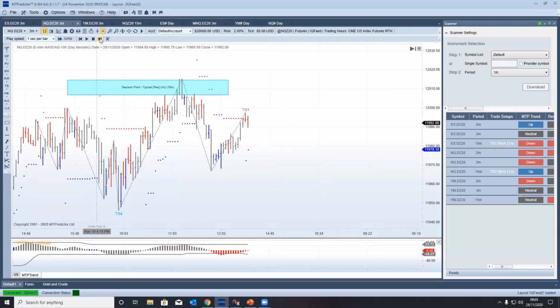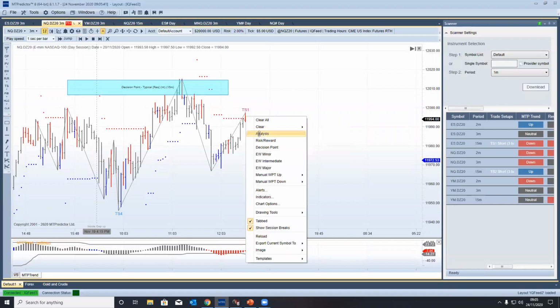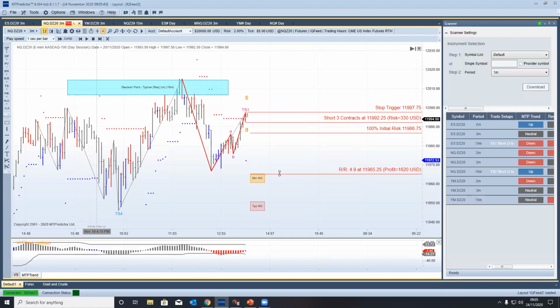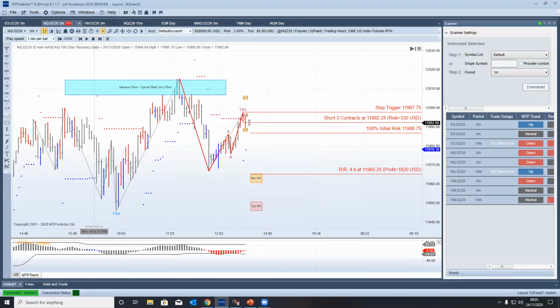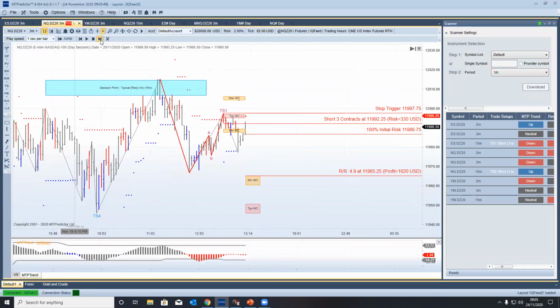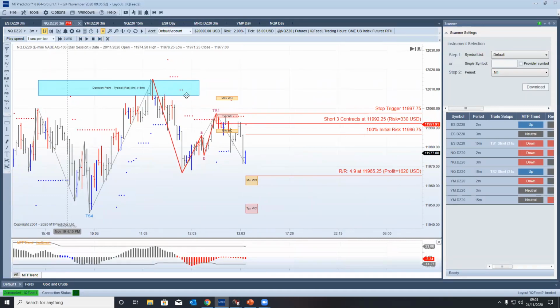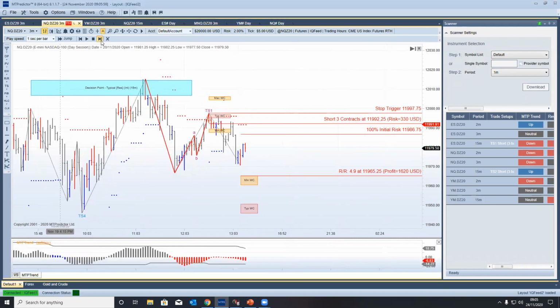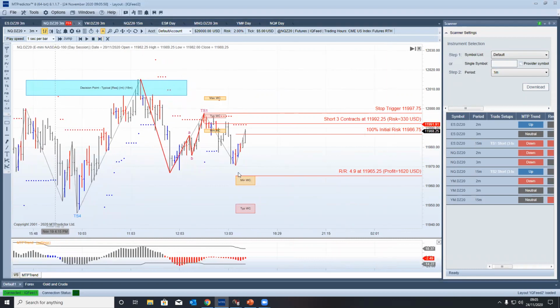A bit later on, we can see that there is indeed a TS1 sell setup that unfolds there. So this would be a good trade to take. You got to take it into a short trade. The market did start to go with you, albeit very choppily, got down to this level before it started to reverse back up again. Now, it hadn't quite hit its target.